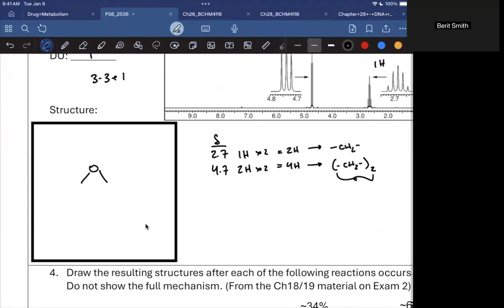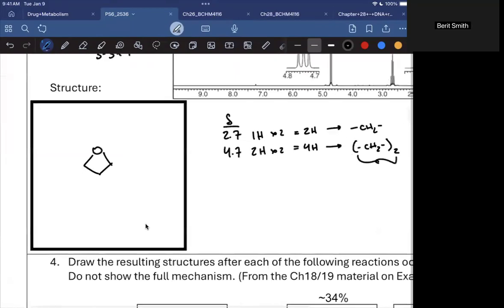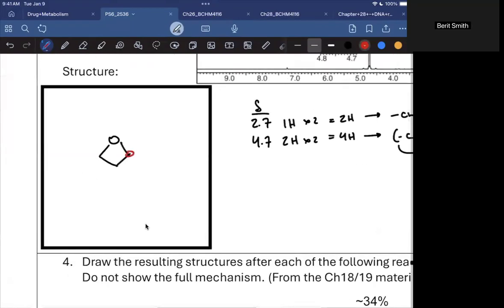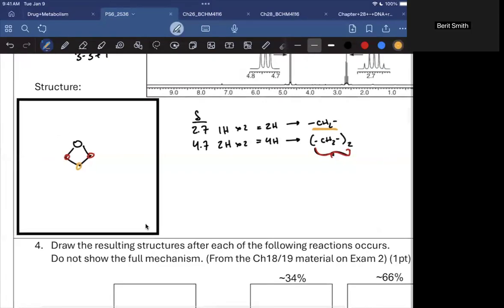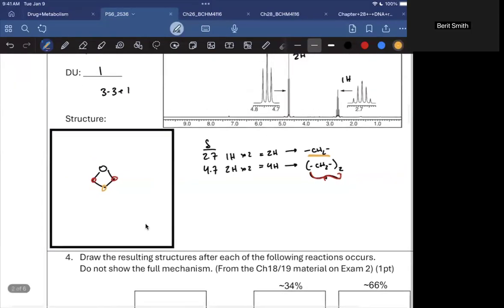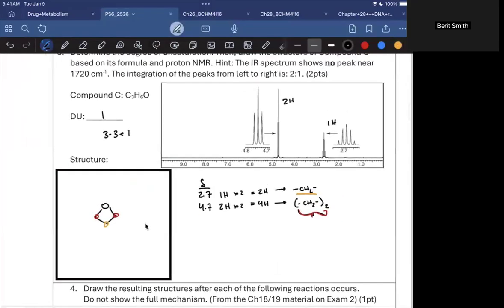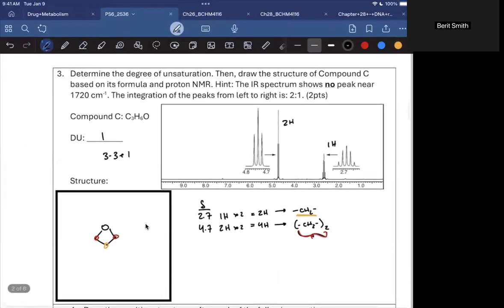So if we draw a ring like this, we have these 2 right here, and then this one methylene, sorry, right there. And this is a tricky one because it's not usually your first instinct to make a ring like this. But this is a really good question. And I've seen it a lot of times.